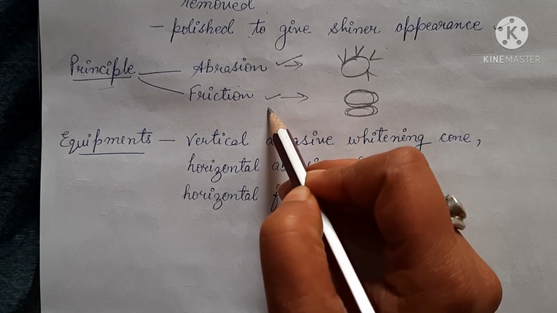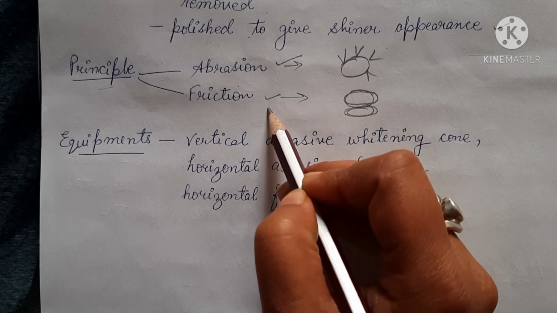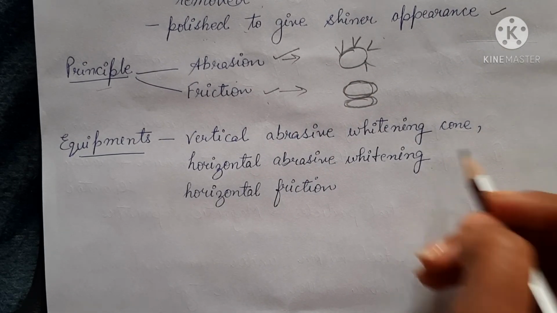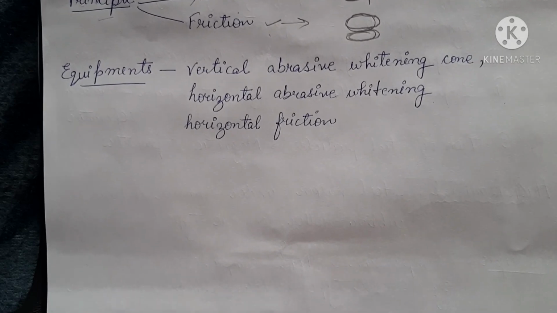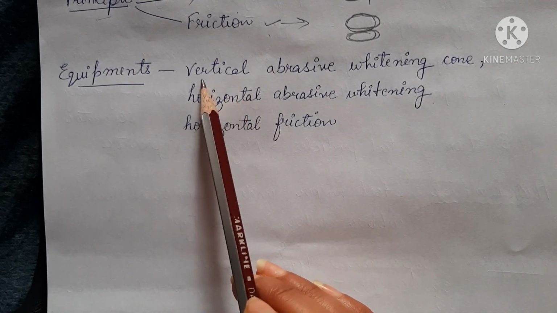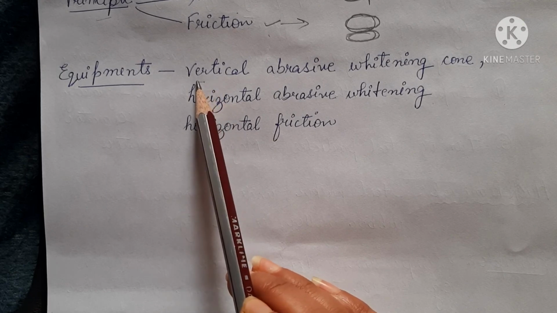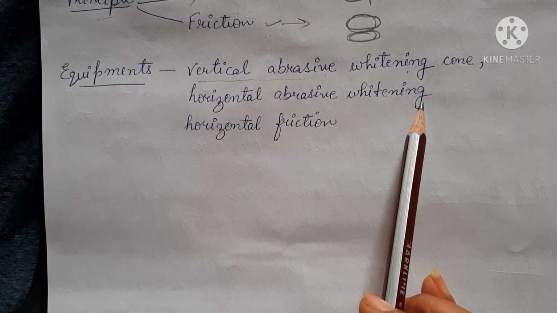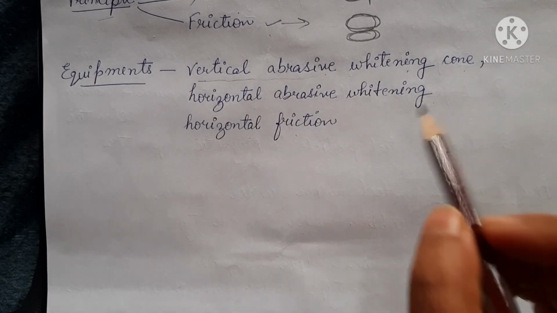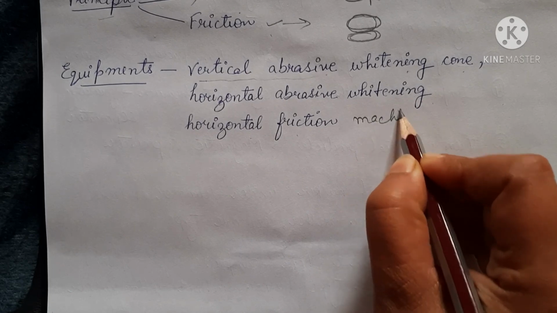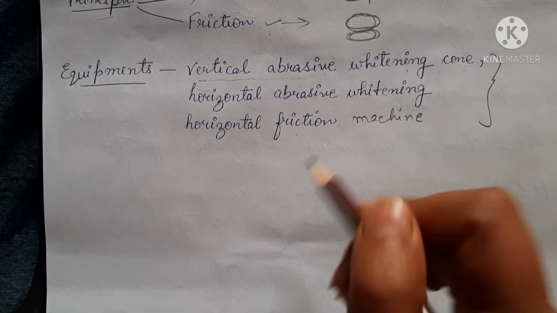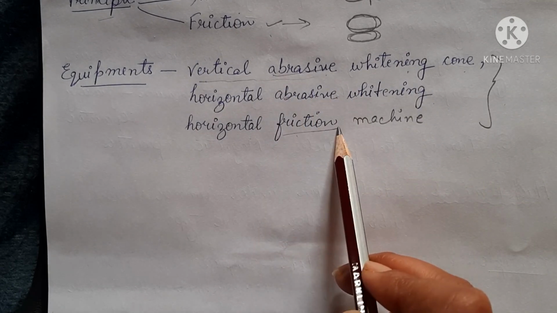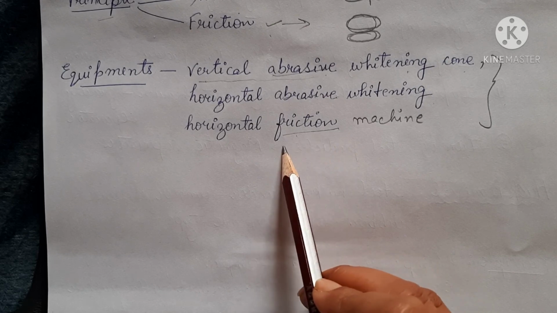If only friction is used for polishing, a lot of energy will be required and the process will not be energy efficient, right? So these are the equipments listed below which are used for polishing and whitening of rice: vertical abrasive whitening cone, horizontal abrasive whitening, then the third one is the horizontal friction machine. These are written in sequence only. I've told you why abrasion is done first and friction later on, so that less energy is used.